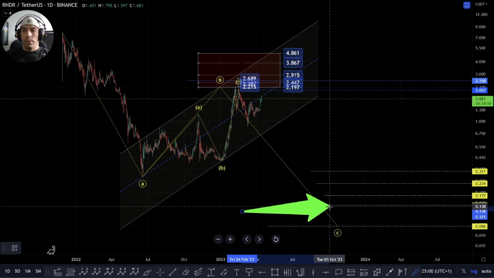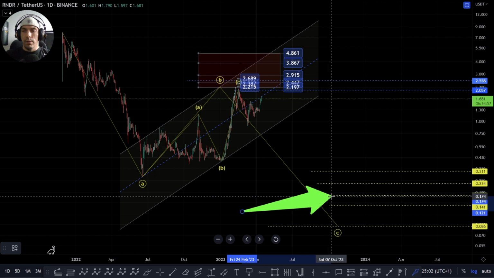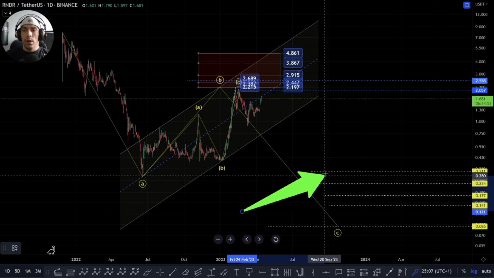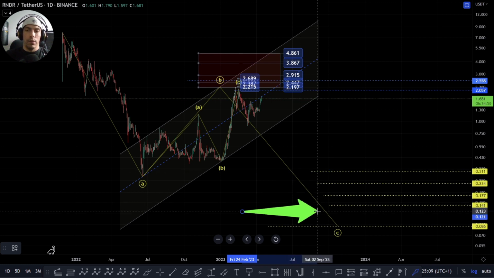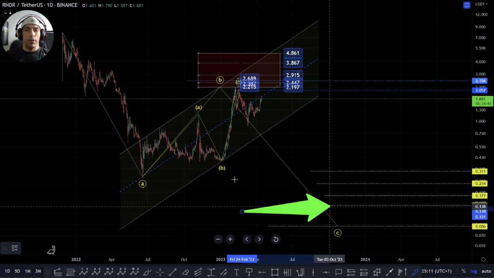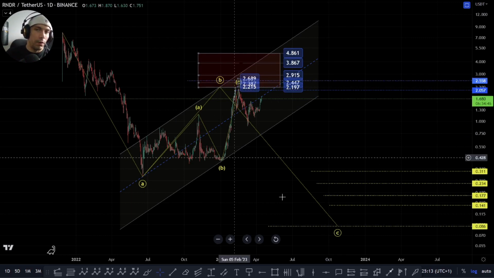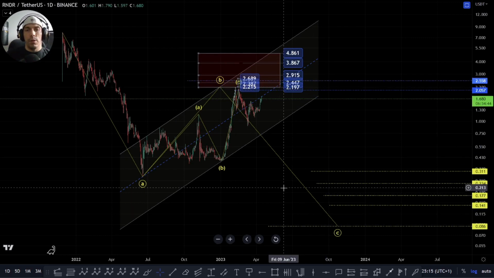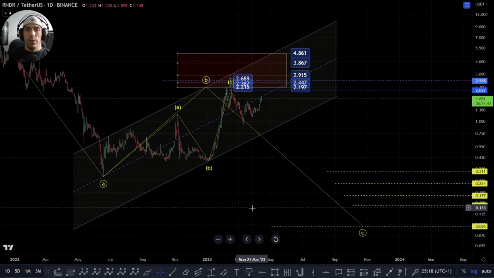This 0141, this 077, sorry, 0177, and this 234, and this 311. So these could be zones along the way down. We could actually look to find support if we do start to break down. So if we do break down, these are going to be key areas that we're going to be looking for.